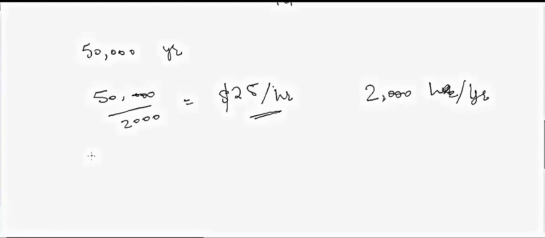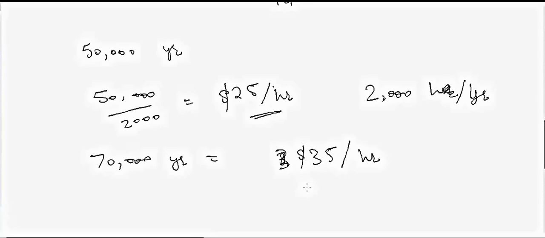So in the same way, if you are getting 70,000 a year, that means you are getting 35 dollars per hour. So that's another quick calculation that you can do to get some approximation.